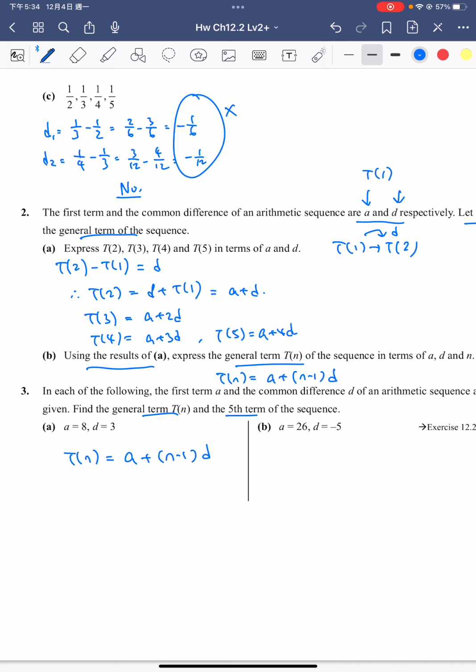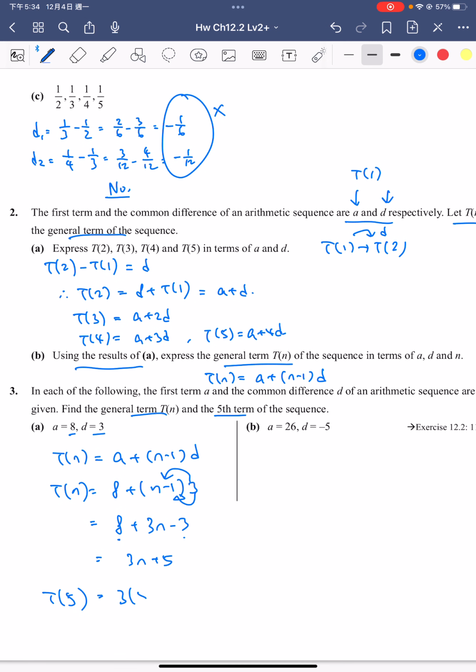Now we can substitute the values. Tn is equal to a, which is 8, plus n minus 1 times d, where d is 3. Now we can expand the bracket. We have 3 times n, and 3 times minus 1, so we have 3n minus 3. We simplify 8 and negative 3, and we have 3n plus 5. Then we can substitute 5 for n.